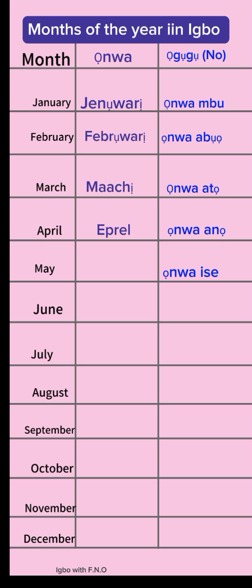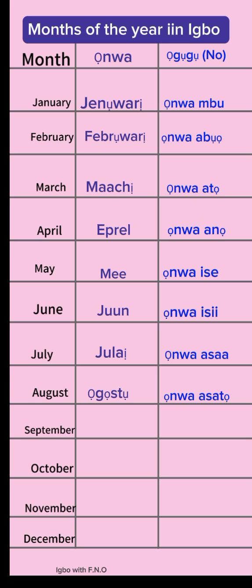April. Ọnwa ise. May. Ọnwa isii. June. Ọnwa asaa. July. Ọnwa asatọ. Ọgọstụ.